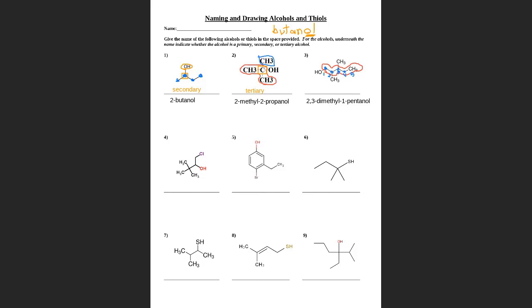All right, but what about structure number 3? Does that make sense how you name that? 2,3-methyl-1... Trisha, Leanne, do you follow that? Does that make sense? Okay. Now, what type of alcohol is that? Primary, secondary, or tertiary? What type of alcohol is that? Primary, secondary, or tertiary?